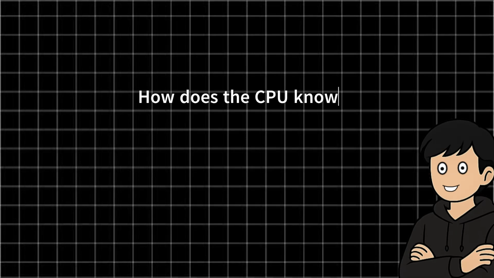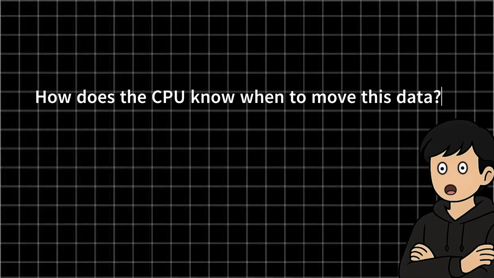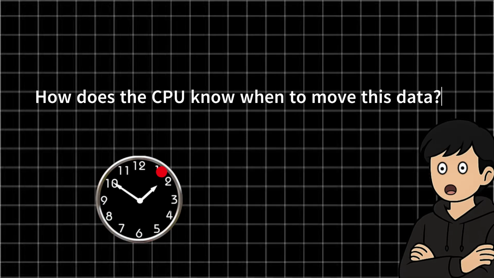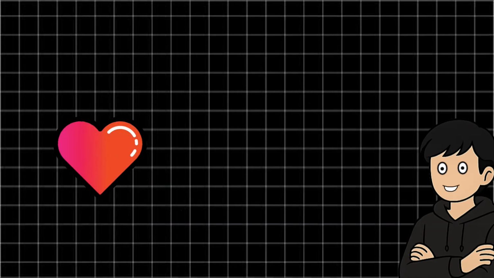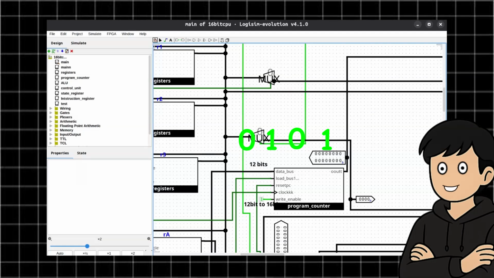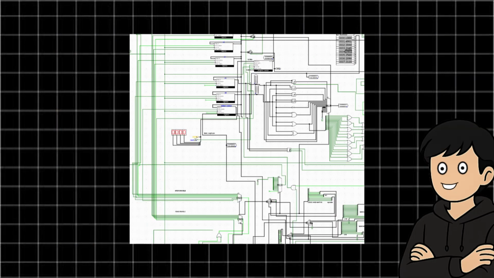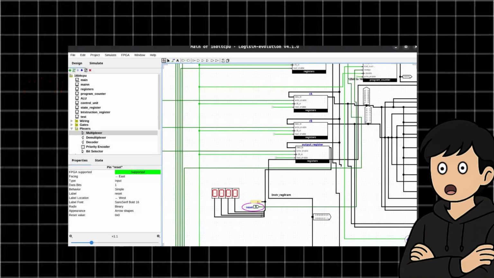How does the CPU know when to move this data? It needs a clock. It is not a clock that tells time, it's a heartbeat. It pulses 0101 constantly. Every pulse tells the program counter to move to the next line of code. Without this pulse, the electricity would just sit there. The clock turns it into a living process.